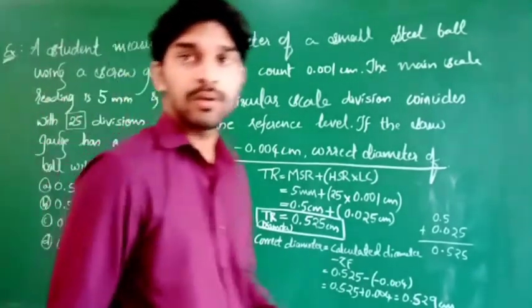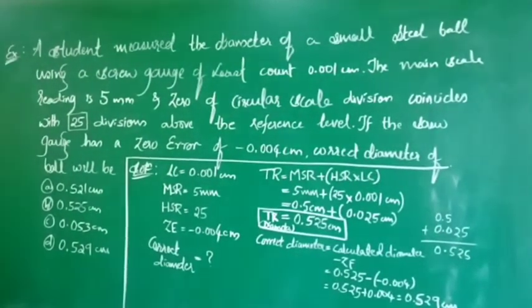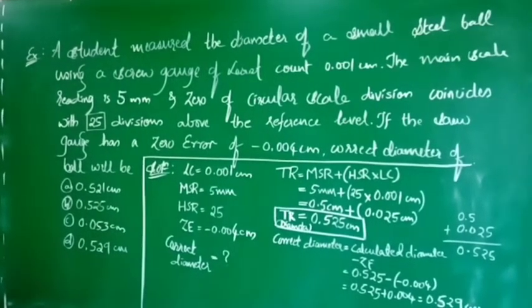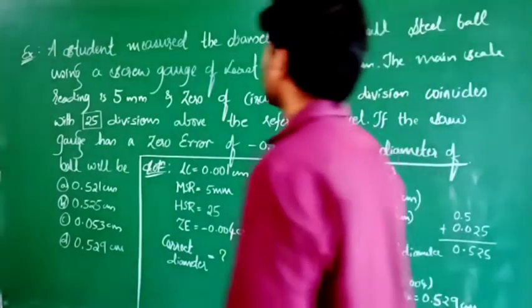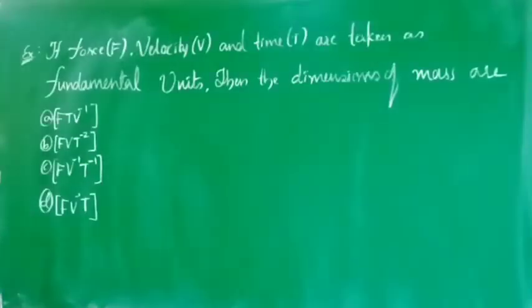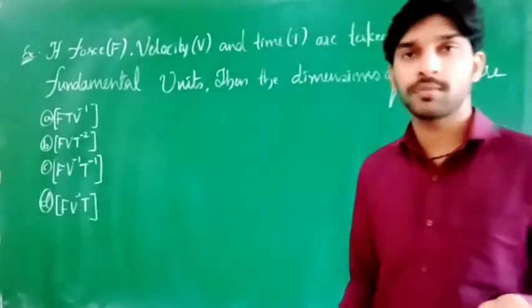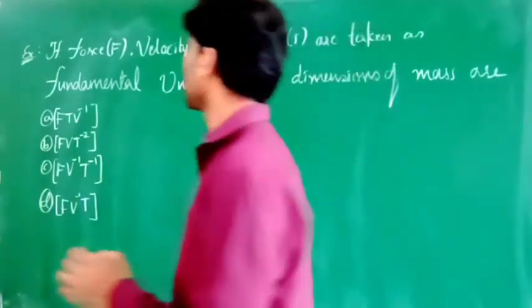Shall I erase this board? Shall we go to the next question? Clear? So in that last question, what was the correct option? That is option D. Clear? 0.529 centimeter. Clear? So now comes the next question.